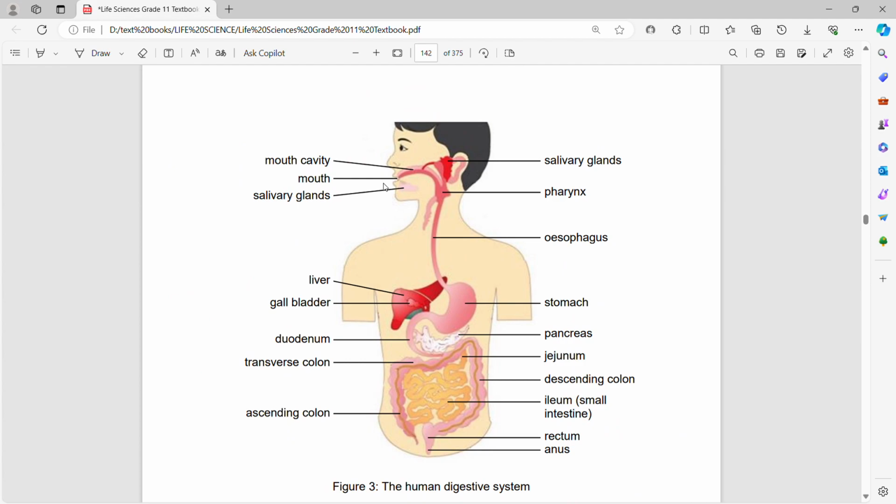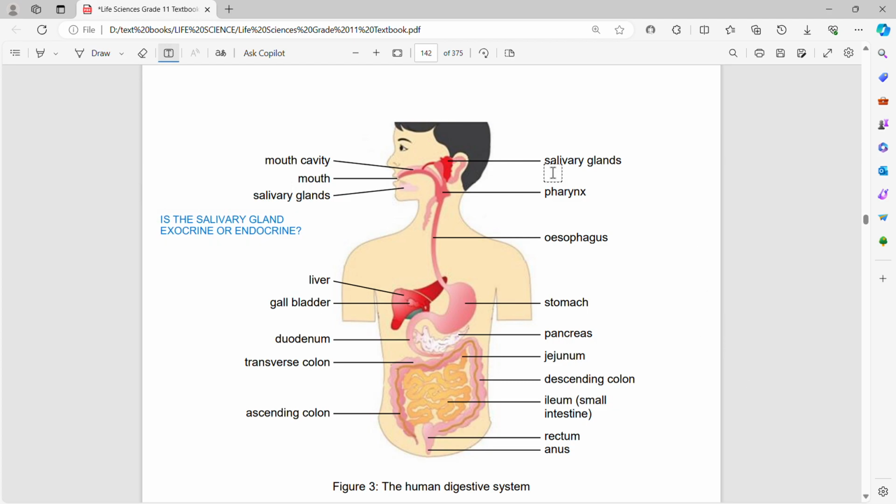Okay, so this is the mouth. We will consume food from here. Then we have the mouth cavity and the salivary gland. All the saliva will be secreted from the salivary gland. So the question I have for you is, is the salivary gland an exocrine gland or an endocrine gland? Let me write it. You must tell me in the comment section. Is the salivary gland exocrine or endocrine? This is the question for you.